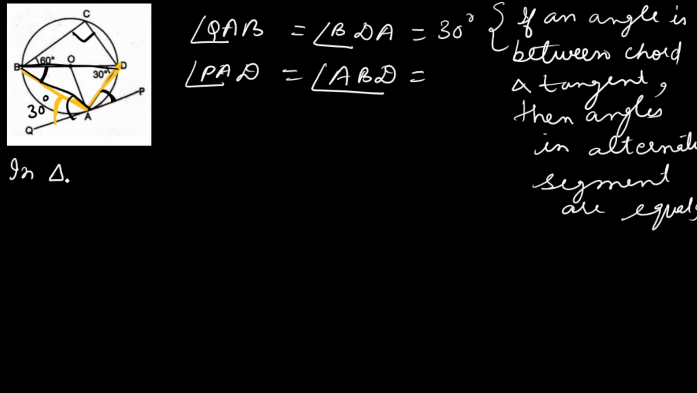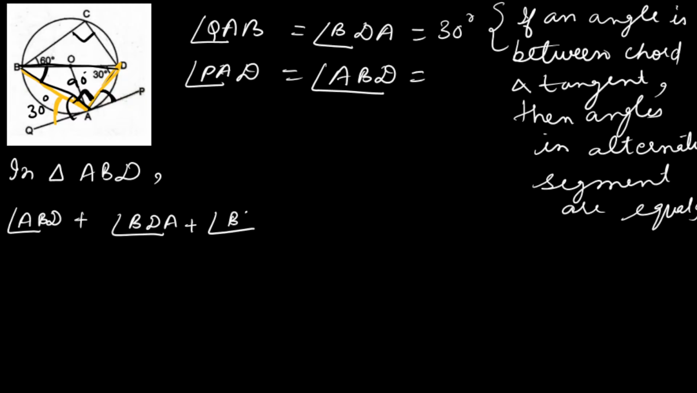In triangle ABD, we can use the angle sum property of a triangle. At the start of the question we found that this angle, angle A, is 90 degrees. If you know two angles in a triangle, the third unknown one we can find. So angle ABD plus angle BDA plus angle BAD is equal to 180 degrees. This is the angle sum property of a triangle. Properly you have to write it out; I'm just writing in short.